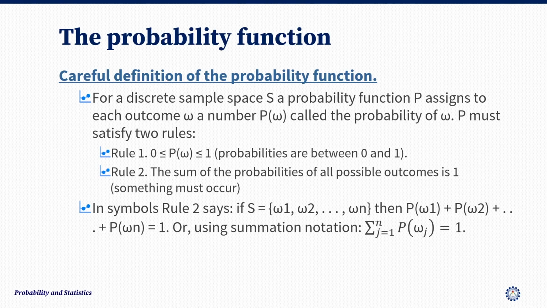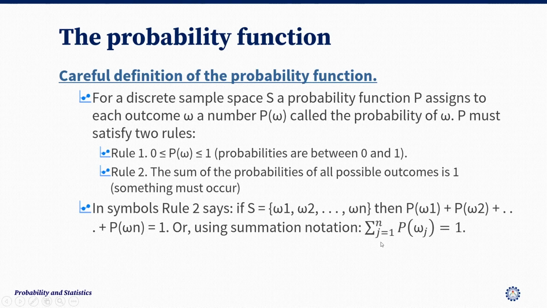The second rule is that the sum of the probabilities of all possible outcomes is 1. That means the sum of the probabilities of all possible outcomes should be equal to 1. So in symbols, rule 2 says if our sample space S is equal to little omega 1 until little omega n, then the probability of little omega 1 plus the probability of little omega 2 plus until plus the probability of omega n should be equal to 1.